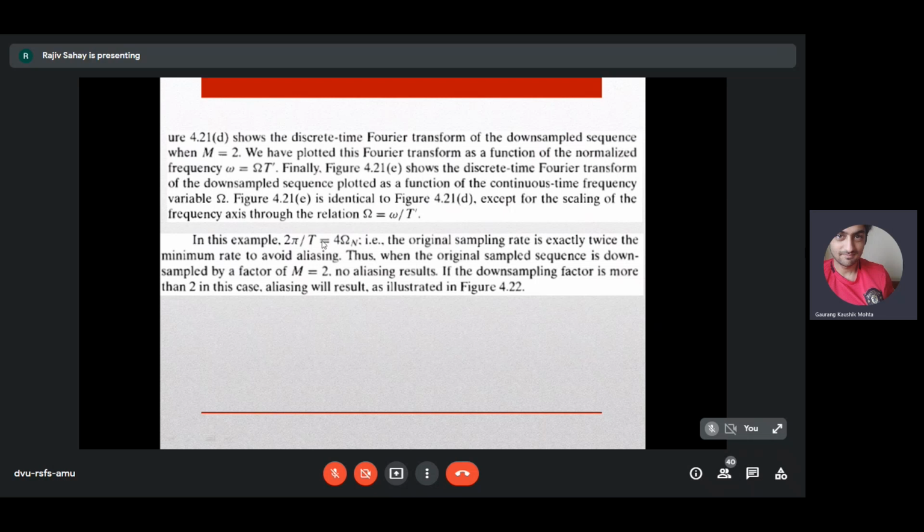Earlier, it should have been 2 pi by T equal to 2 times omega N if you respected the Nyquist sampling rate. But because you are downsampling, the original sampling rate was 4 times omega N. So the original sampling rate is exactly twice the minimum rate to avoid aliasing. So when the original sample sequence is downsampled with a factor of M equal to 2, no aliasing results. If the downsampling factor is more than 2, then aliasing will result. So that also we will check.